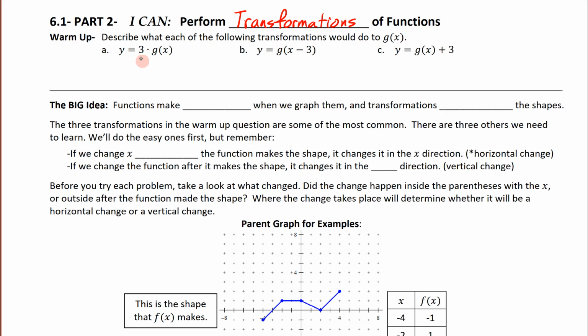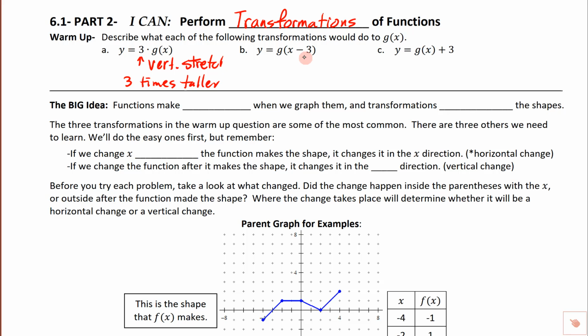So here's what happens here. Because this number is bigger than 1 and we're multiplying outside the parentheses after the function made the shape, this is going to be a vertical stretch. So I'm going to write down vertical stretch, and I'm going to write down 3 times taller. That's what that one's going to do.